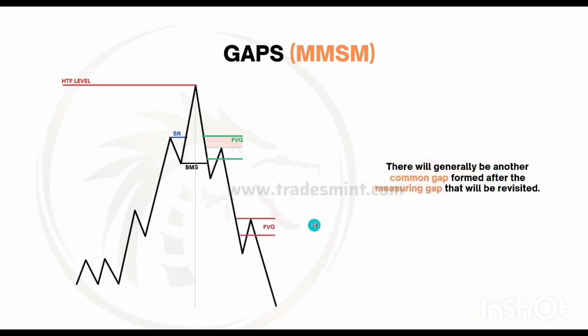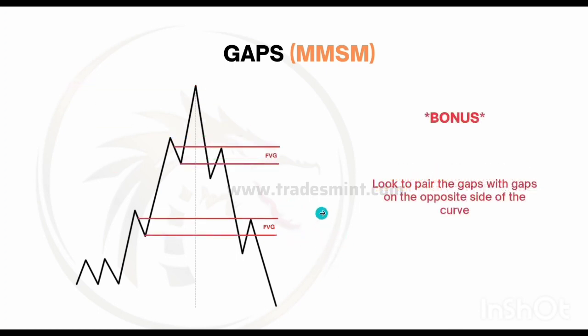Now, generally, there will be another common gap that forms after the measuring gap, and this tends to form around 75% of the graded range. If we are to continue lower, you will often see price retrace to this common gap, and its discount end will act as resistance to send price lower.